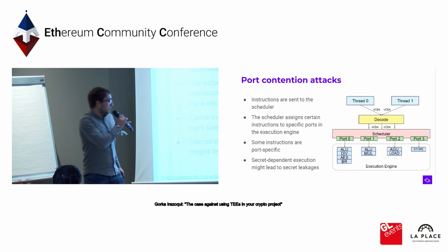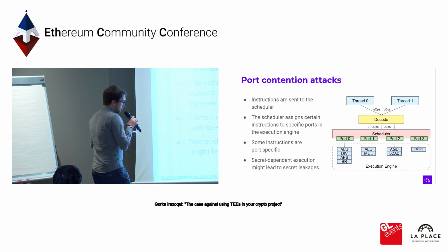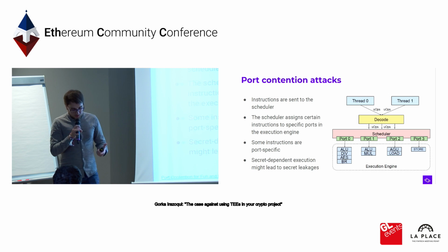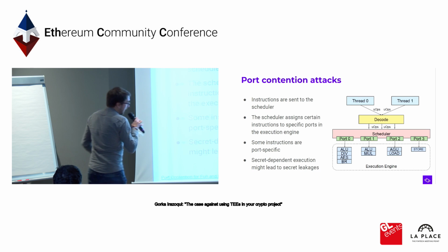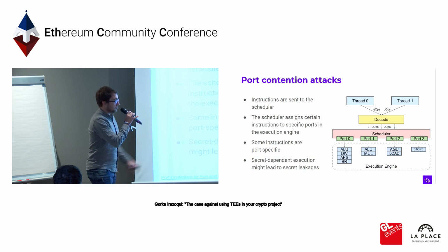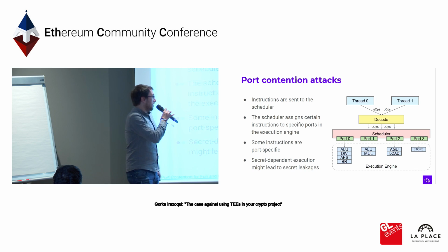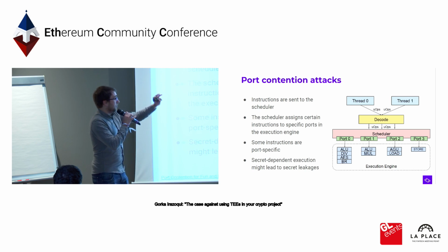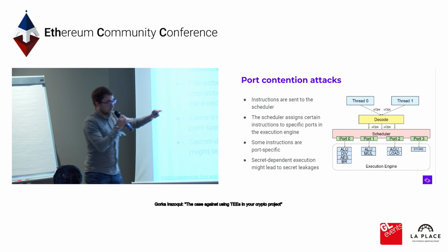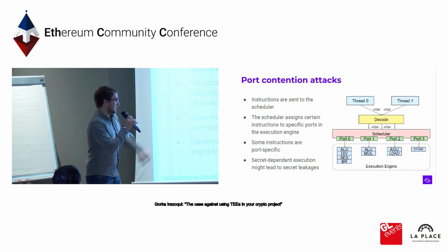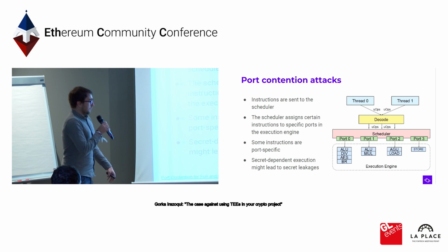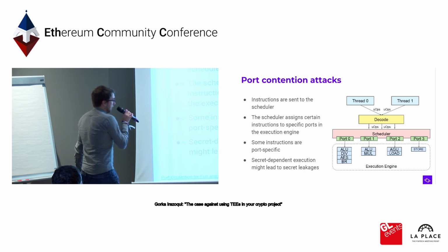So yeah, a couple more attacks. We saw how speculative execution can be attacked, how caches can be attacked, how branch prediction units can be attacked. This time we're going to see how ports can be attacked. Essentially, ports are just ports to which micro-operations are sent. Basically, your software is translated into micro-operations, and then it's sent to a scheduler that assigns those instructions into different ports.